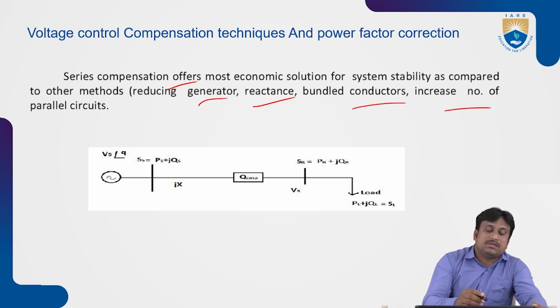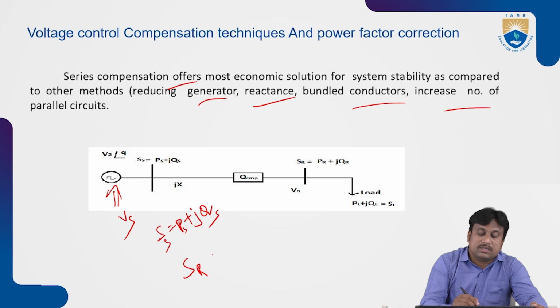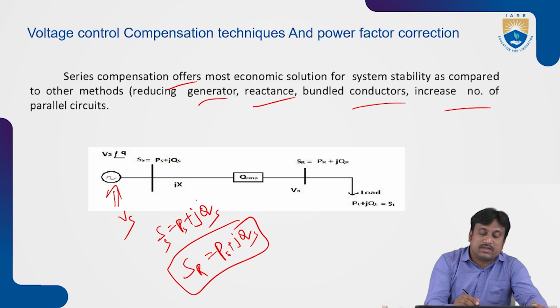So when the line is drawn from here, excited with the source Vs, the sending end voltage becomes P plus jQ, with the suffix indicating the sending end voltage, and the receiving end voltage becomes this one. This is the receiving end voltage, and this is the sending end voltage. So here also P plus jQ.